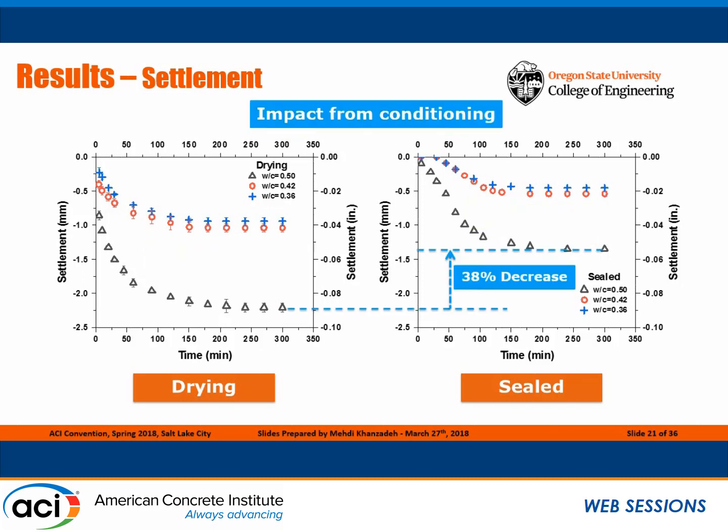So how about the sealed case versus the drying case? As you can see, we have around 40% decrease in the sealed samples compared to the drying condition. So why is this happening? This is because we have no evaporation, and also the bleeding water is reabsorbed inside the pores, and we have less pore pressure and then less settlement in this case.